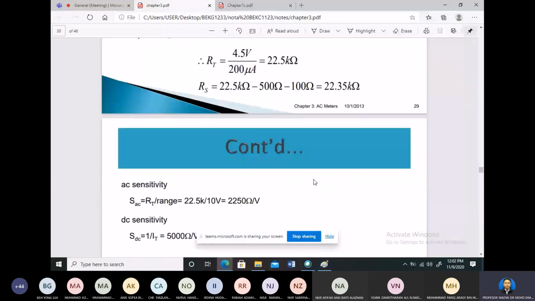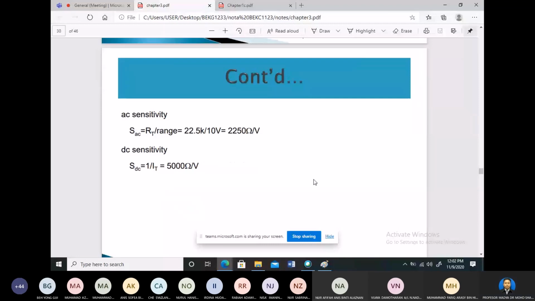And then after calculating the RS, we can calculate the AC sensitivity. This is another formula to calculate the AC sensitivity: equals RT divided by range. RT is equal to 22.5 kilo ohms divided by 10 volts. So the sensitivity for AC is 2550 ohm per volt.